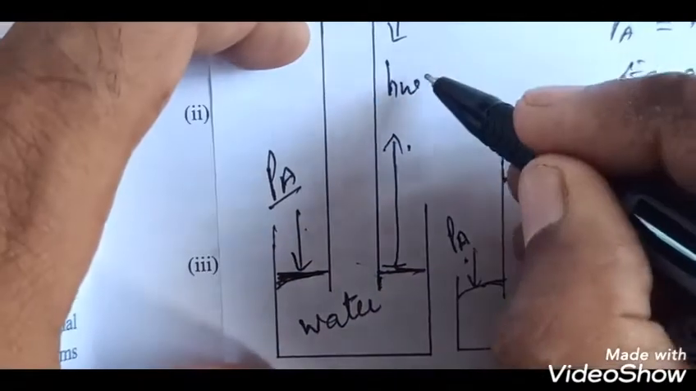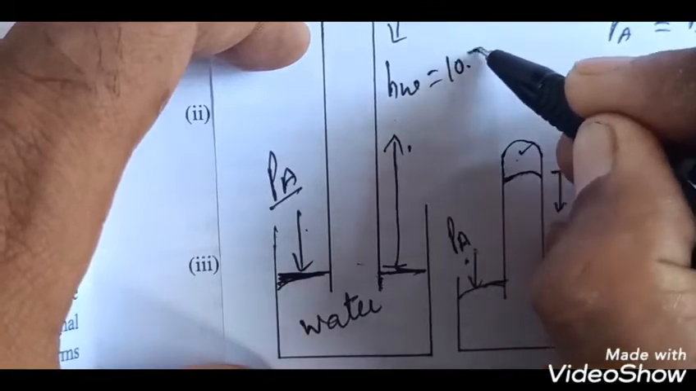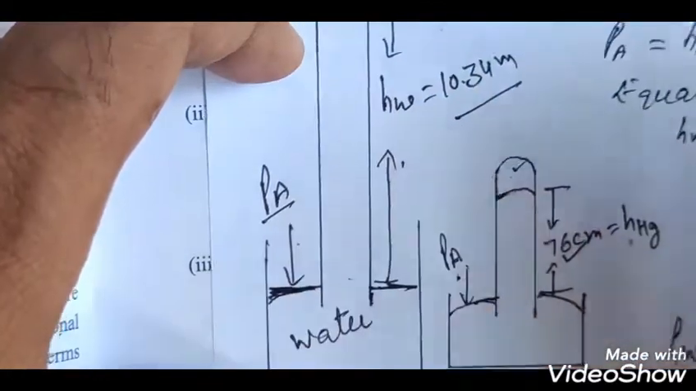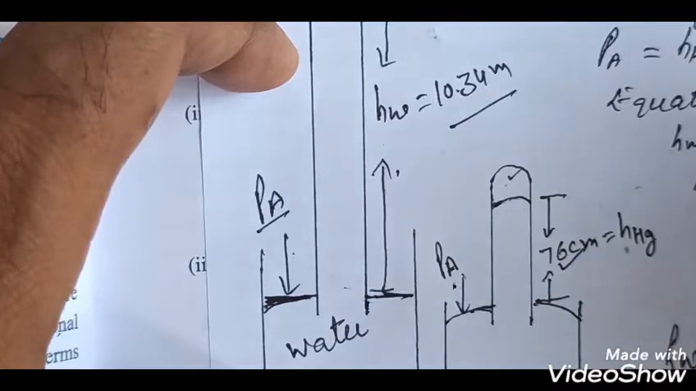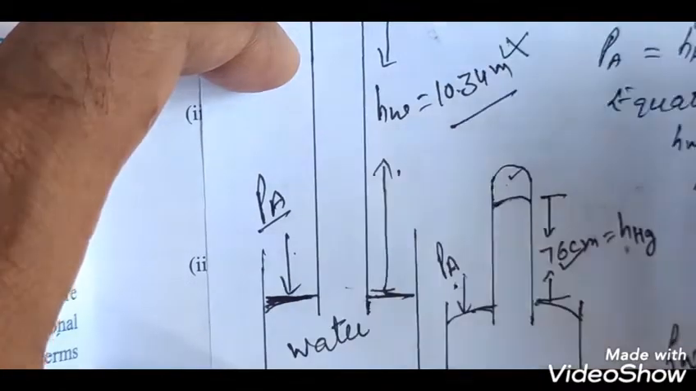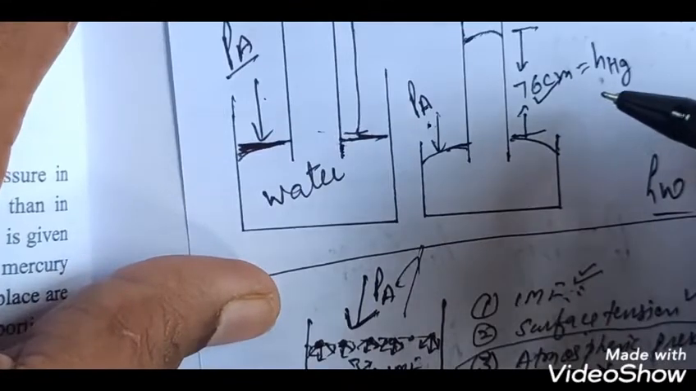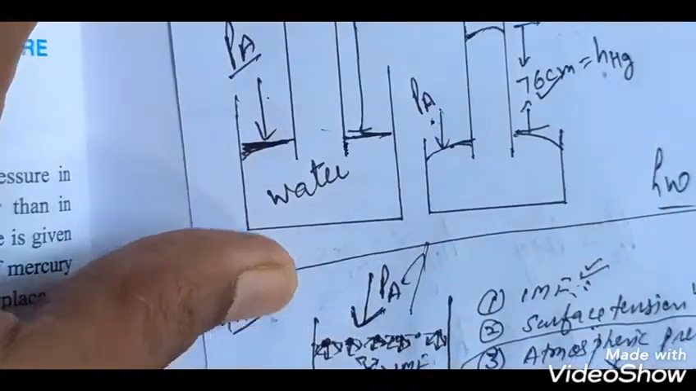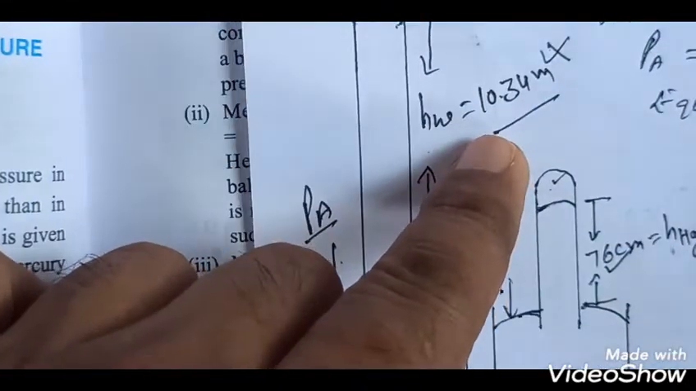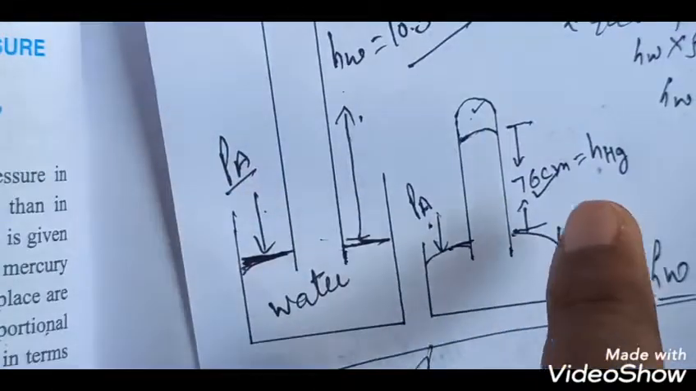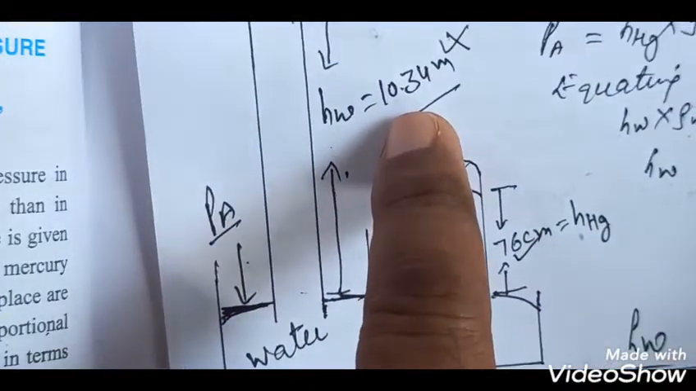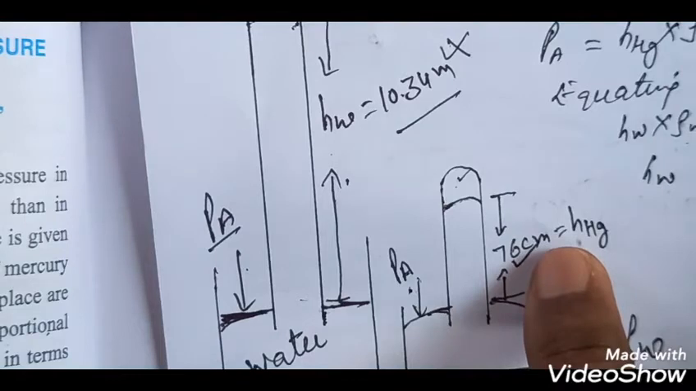But in case of water, what is the height of water column required? Not centimeter, 10.34 meter. And this is impractical. But 76 centimeter is a practical height. We can easily manage this. But this is very difficult to manage. So in case of water, the height is a disadvantage, but in case of mercury, it is an advantage.